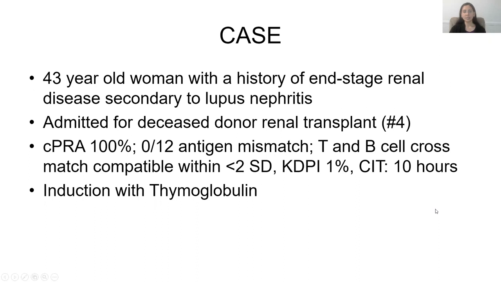Here's the case. The patient is a 43-year-old woman with a history of end-stage renal disease secondary to lupus nephritis. She was admitted for a deceased donor renal transplant. This was her fourth transplant. Her first two transplants were lost because of rejection, and the third transplant was lost due to BK nephropathy. As you can imagine, she is highly sensitized with a CPRA of 100%.